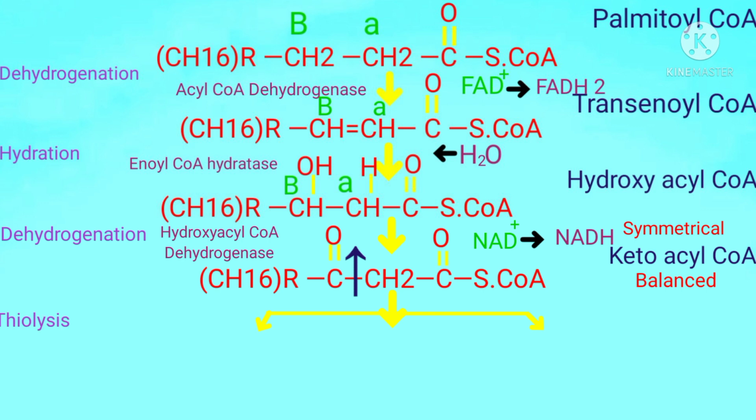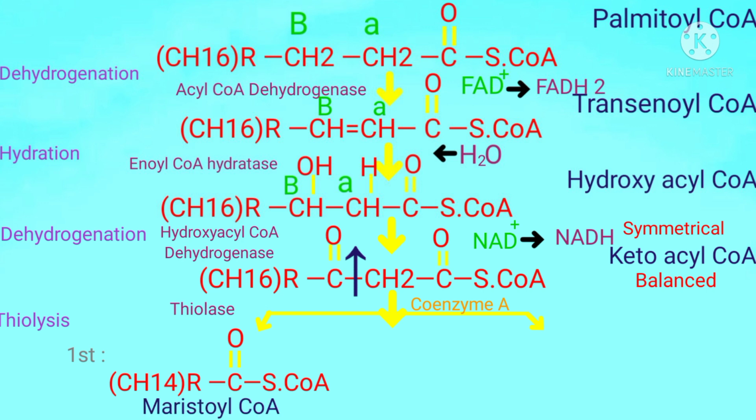This reaction also utilizes a coenzyme A molecule, and it is catalyzed by the enzyme thiolase. The ketoacyl CoA is then split into two molecules. The first one is a new fatty acid which consists of a side chain of 14 carbons called myristoyl CoA, and the second molecule is the acetyl CoA.